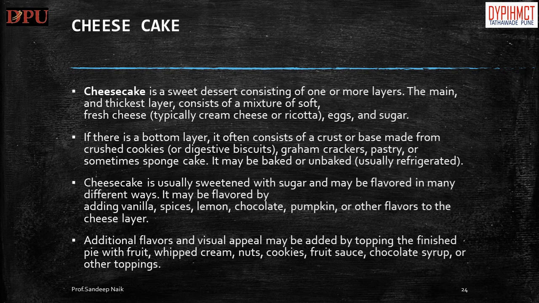Cheesecake is usually sweetened with sugar and may be flavored in many different ways. It may be flavored by adding vanilla, spices, lemon, chocolate, pumpkin, or other flavors to the cheese layer. Additional flavors and visual appeal may be added by topping the finished cake with fruit, whipped cream, nuts, cookies, fruit sauce, chocolate syrup, or other toppings.